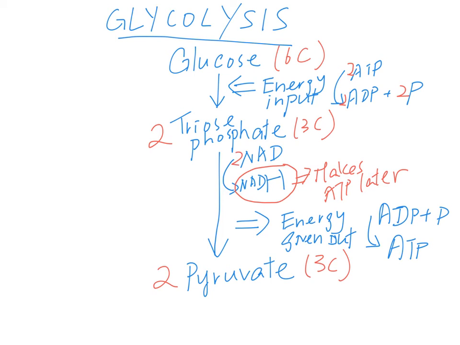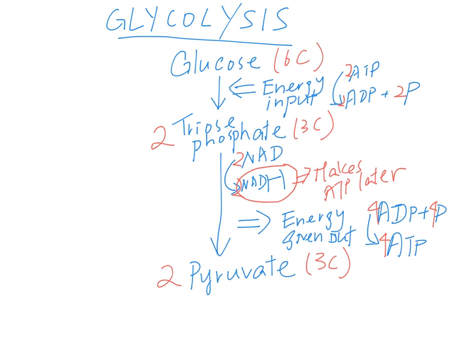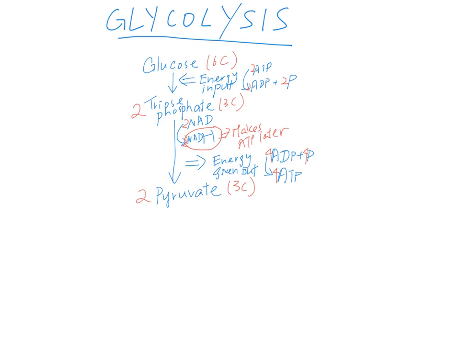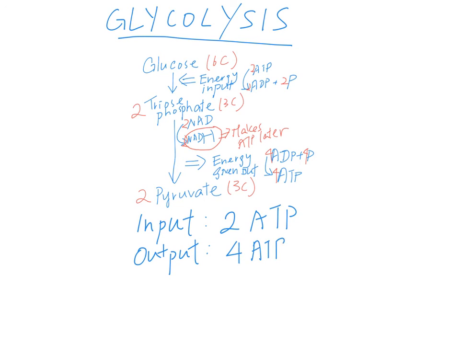And when triose phosphate turns to pyruvate, 2 NADH will be formed. Also, 4 ATP will be formed. So, as a summary, the amount of energy input into starting glycolysis would be 2 ATP. But after glycolysis, you have an output of 4 ATP molecules and also 2 NADH molecules. The NADH molecules can later be used for releasing more ATP.